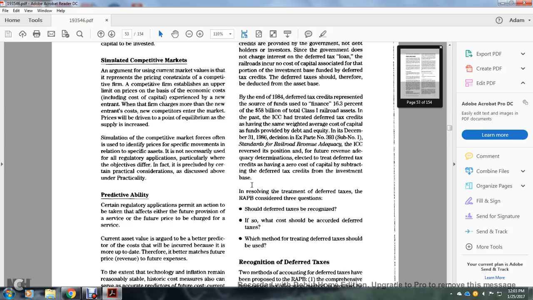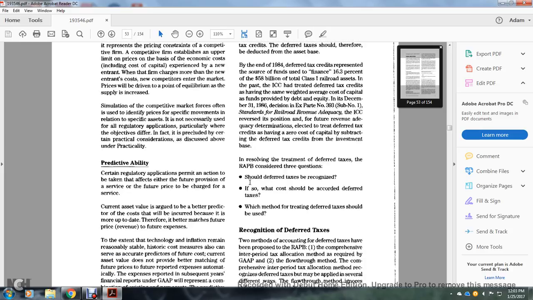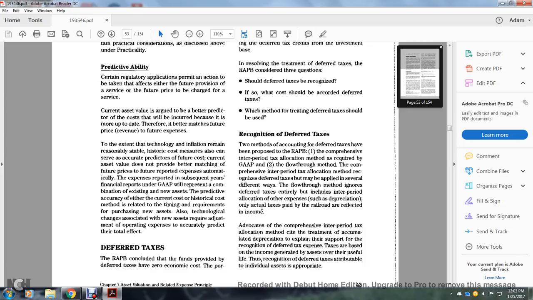In resolving the treatment of deferred tax, the Railroad Accounting Principles Board considered three questions. Should deferred tax be recognized? If so, what should be recognized with the deferred taxes? What methods of accounting for deferred taxes should be used? Recognition of deferred tax.